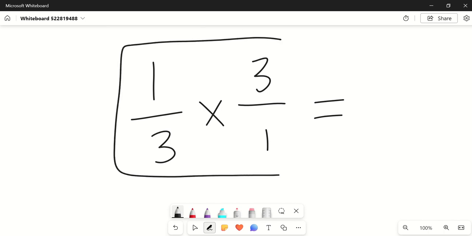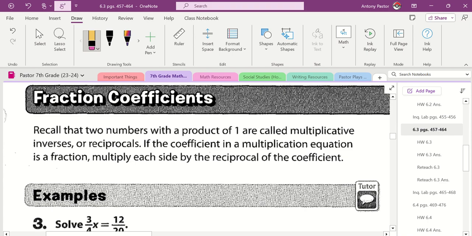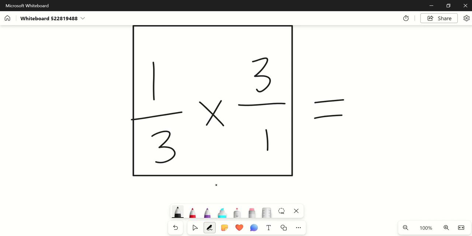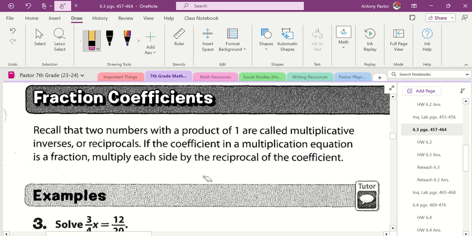So again, listen to the words I'm saying. If you take a fraction and you multiply it by its inverse, the answer will always be 1. These two here are known as their multiplicative inverses. It's right there, multiplicative inverse. So if you multiply a fraction by its reciprocal or its inverse, the answer will always be 1. So back to the definition. If the coefficient in a multiplication equation is a fraction, multiply each side by the reciprocal of the coefficient. That's just saying that when you divide by a fraction, you actually end up turning it into multiplication and multiply it by the reciprocal. So you don't have to show me the keep, switch, flip every time.